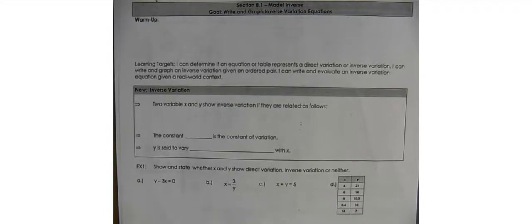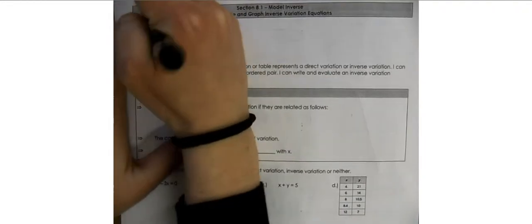Before we get started though, I would like you to please complete this really quick warm-up where I simply want you to solve for y. The problems are the following. I have x times y is equal to 7. The second one is x plus y is equal to 3. And the third one is y over 4 is equal to x.